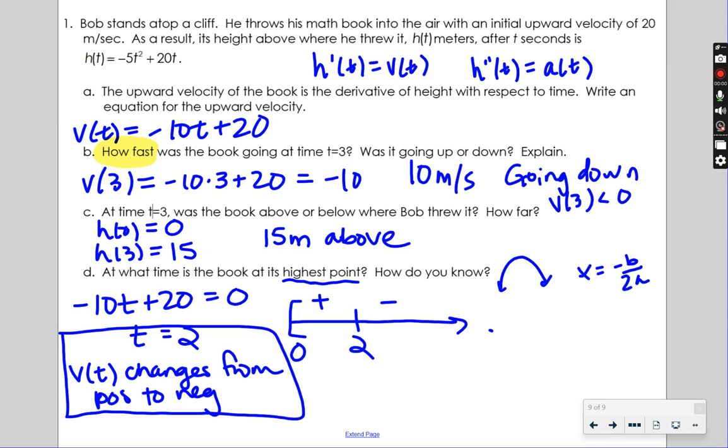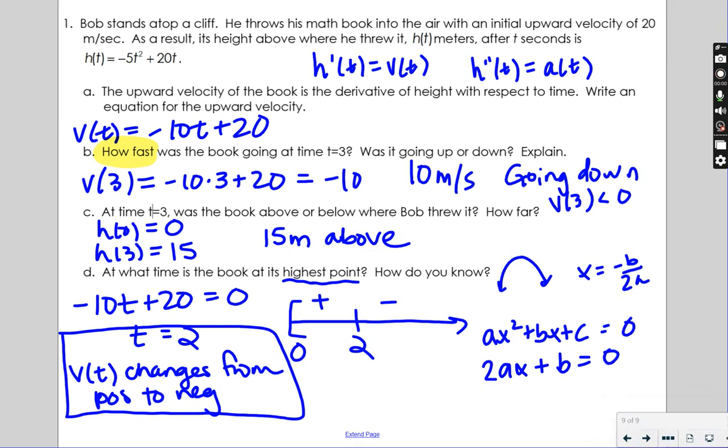I want to show you something real quick. ax squared plus bx plus c equals 0. If I wanted to find the critical value of this, don't we take the derivative and set it equal to 0? What's the derivative of this? 2ax plus b. What do you get when you solve that for x? Negative b over 2a. That's where that came from. Isn't that cool? That's the only critical point on a parabola, so it has to be the max or min.